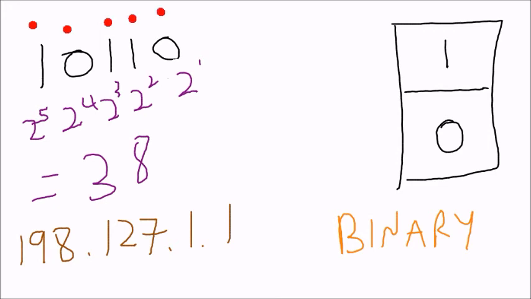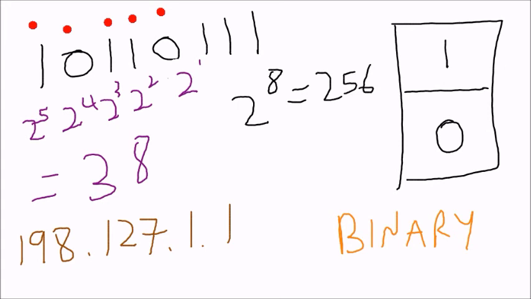So if I add 3 more, 1, 1, 1, now I have 1, 2, 3, 4, 5, 6, 7, 8. Now I have an 8 position number, and these 8 positions together is 2 to the 8th power, and 2 to the 8th power equals 256. So any number that I use 8 positions for can be 0 to 255, or 2 to the 8th power. 2 times 2 times 2 times 2 times 2 times 2 times 2 times 2.